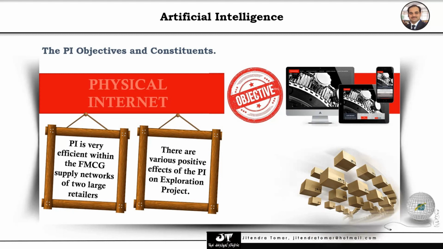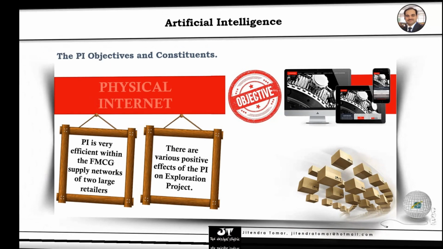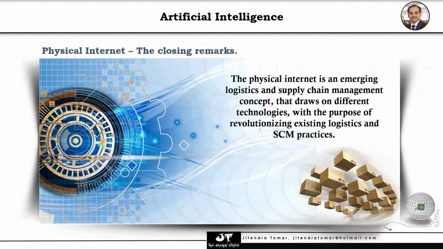Similarly, another model reported the findings of an exploration project in Canada. Here, the simulations revealed various positive effects of the PI, including increased fill volumes, energy savings, decreased transportation costs, and reduction in the total logistic costs. So, at the end, it is well understood now that the physical internet is an emerging logistics and supply chain management concept that draws on different technologies with the purpose of revolutionizing existing logistics and SCM practices.